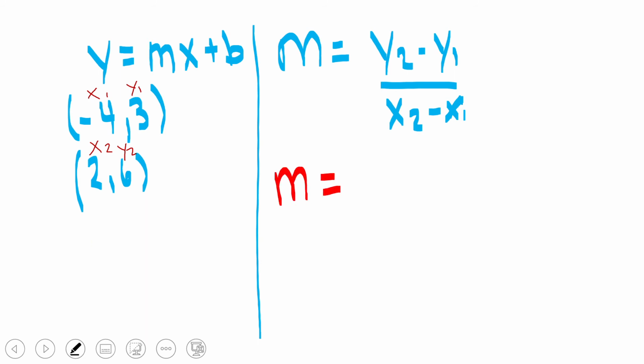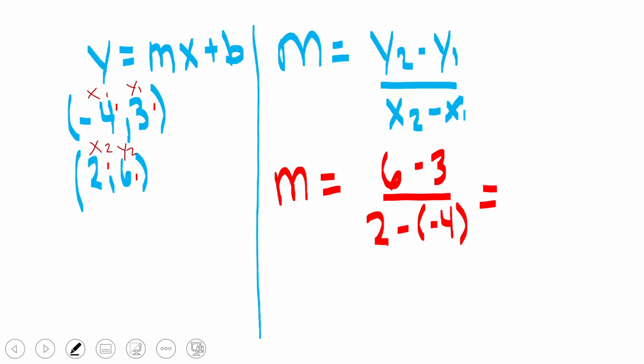The y2 minus the y1, 6 minus 3 on top. The x2 minus the x1 is 2 minus a negative 4 on the bottom. Okay, 6 minus 3 is 3. Remember 2 minus a negative 4, we can make that a positive to help us. And that is over 6. Always simplify: 1/2.